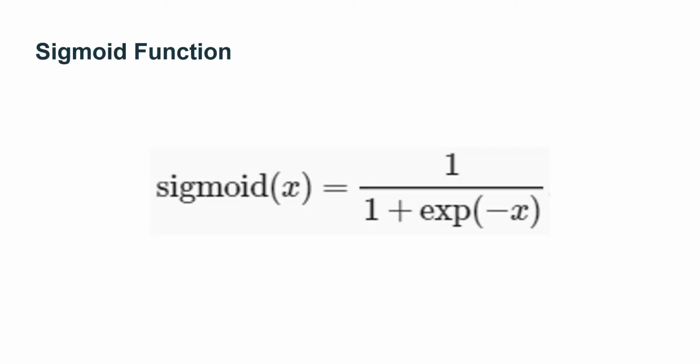Sigmoid function. The sigmoid function transforms its inputs, which take values in R, to the interval 0 to 1. The sigmoid is often called a squashing function. It squashes any input in the range minus infinity to infinity to some value in the range 0 to 1.